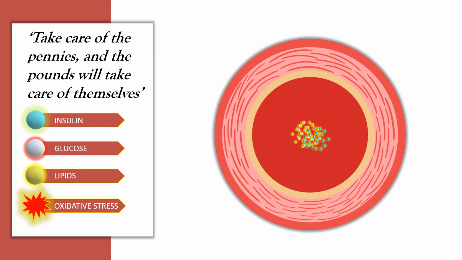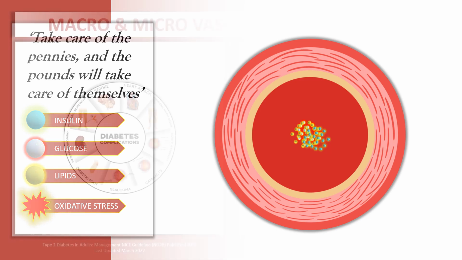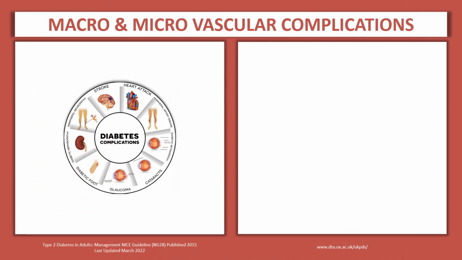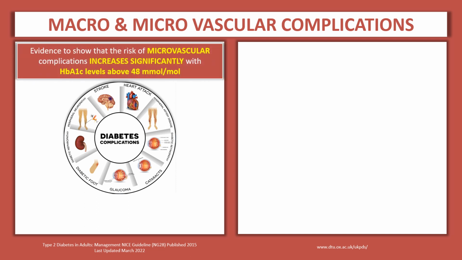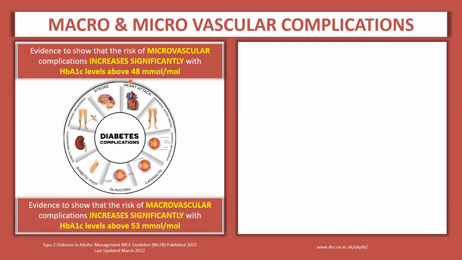Okay, just to put all of this into perspective for you. When we talk about macro and microvascular complications, that's what we're looking at there. There's so much evidence to show us that the risk of microvascular small vessel complications increases significantly when your HbA1c goes up to greater than 48. And with the macrovascular, this increases significantly when HbA1cs go up greater than 53.